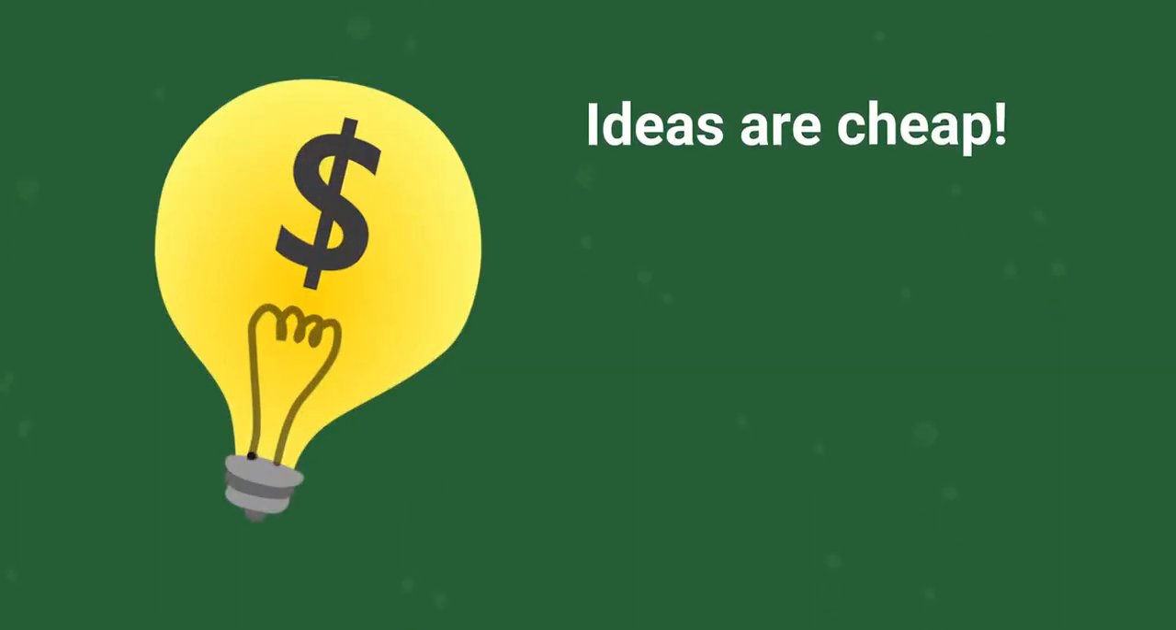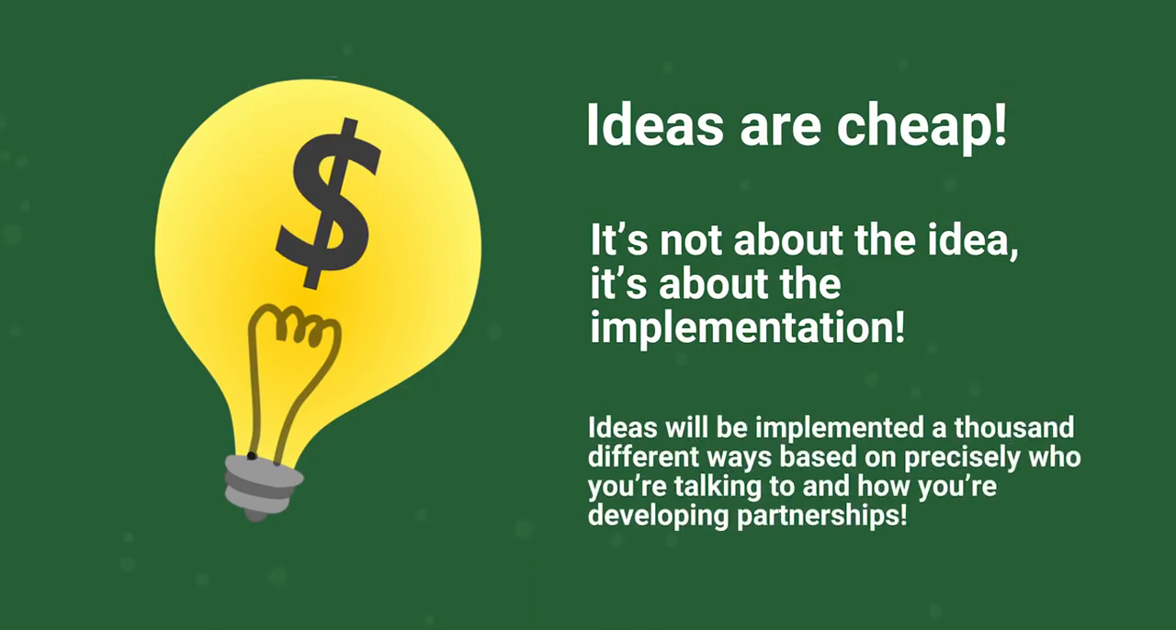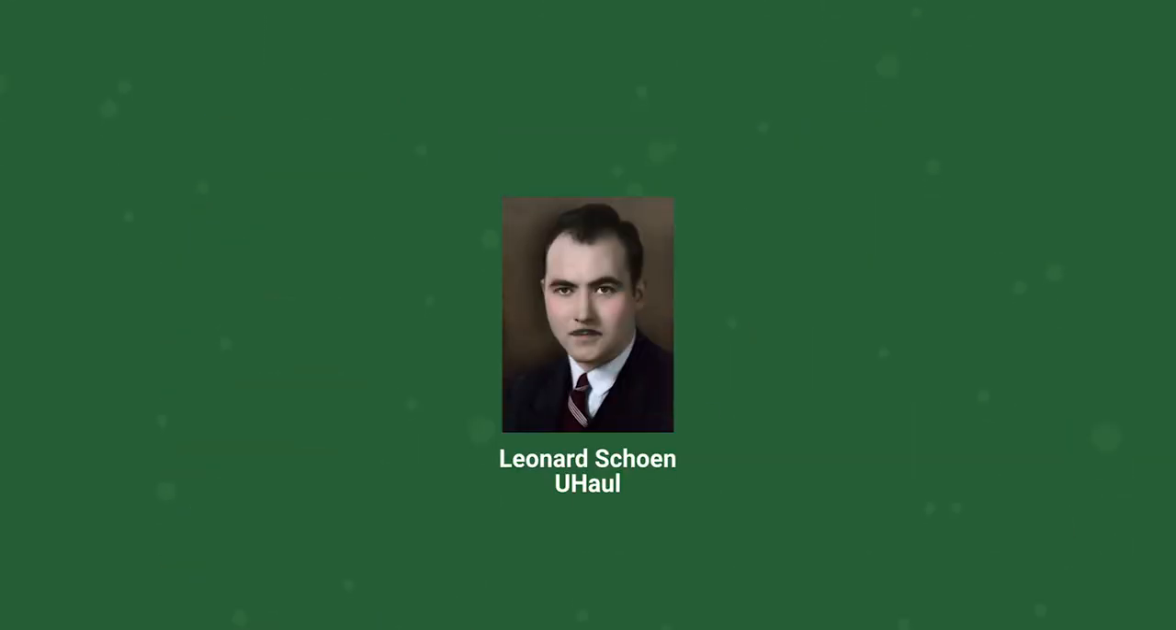By replacing that natural tendency that people often have with the idea that A, ideas are cheap, and it's not about the idea, it's about the implementation, and that any given idea can actually be implemented in 1,000 different ways, and would be implemented in 1,000 different ways based on precisely who you're talking to, who you are, and how you've developed those partnerships. So how was this exemplified by Leonard Schoen from the article?